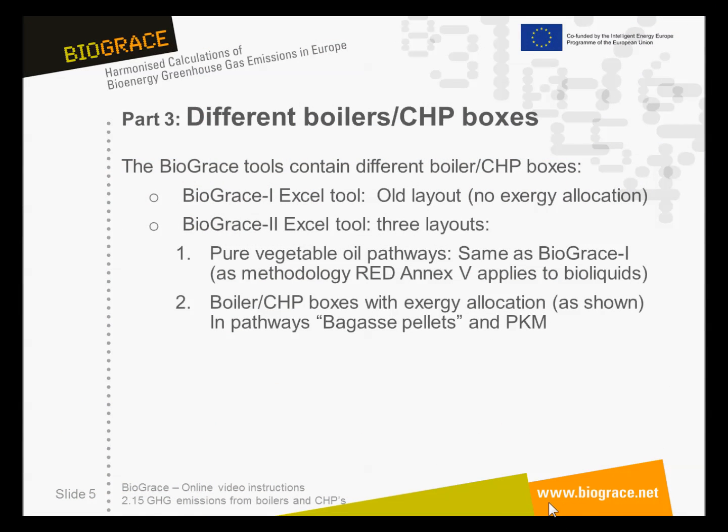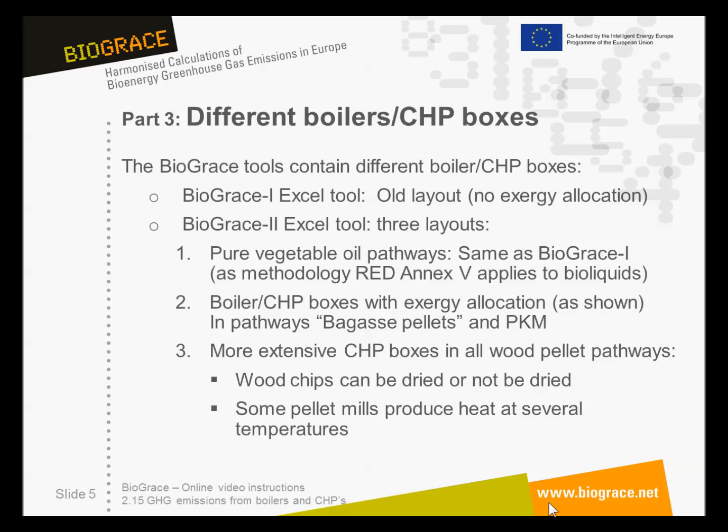2. The BioGrace 2 tool contains the boiler CHP boxes that I have shown earlier in this video instruction. Currently, these are included in only 2 pathways in the BioGrace 2 Excel tool. However, this type of boiler CHP box will be more widely used in future versions of the BioGrace Excel tools. 3. Last but not least, there are boiler CHP boxes in the wood pellet pathways, which are more extensive as compared to the one that I demonstrated. I will not show them here. These boiler CHP boxes were demonstrated in video instruction 2.12 on the use of the Calculate Efficiency sheet.